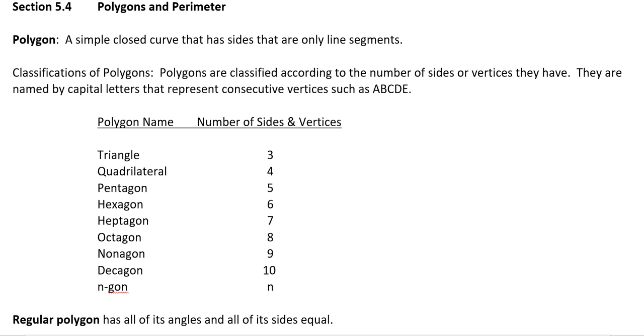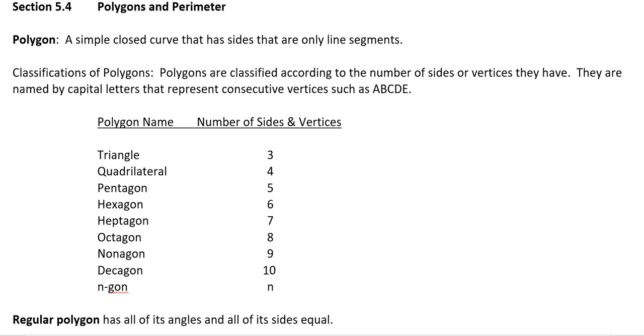So a triangle has 3 sides, quadrilateral 4 sides, pentagon 5 sides, hexagon 6, heptagon 7 sides, 8 sides is an octagon, a nonagon has 9 sides, and a decagon has 10 sides. There are a few other names beyond that, like undecagon and dodecagon, but you will not need to know those, and n-gon basically has n number of sides.